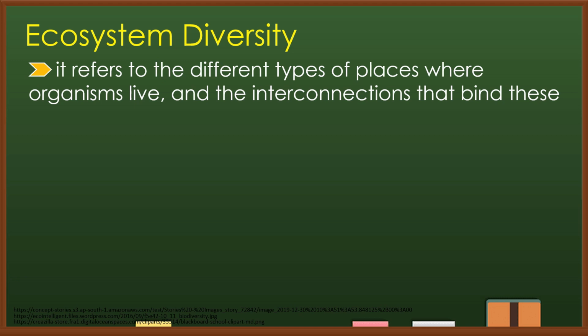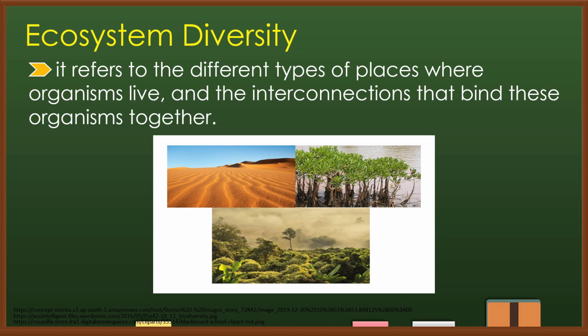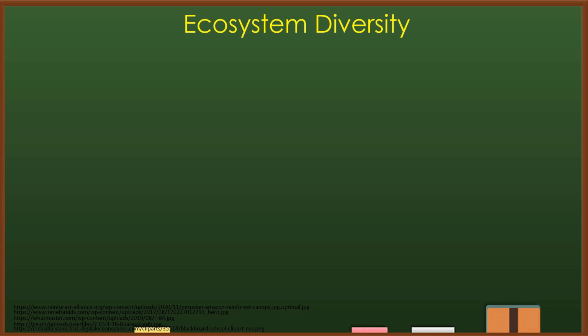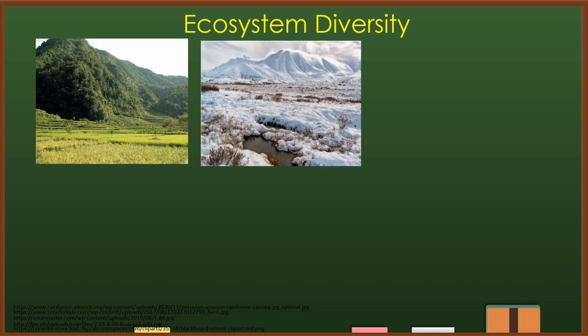Ecosystem diversity refers to the different types of places where organisms live and the interconnections that bind these organisms together. Ecosystem diversity includes grassland, tundra, desert, and rainforest.